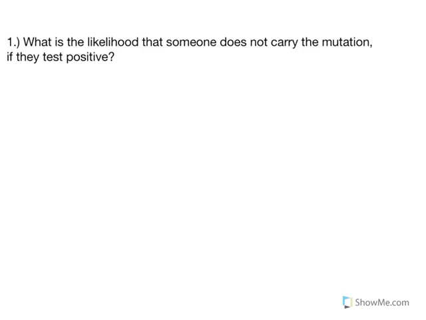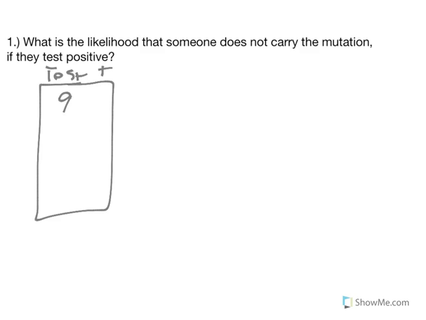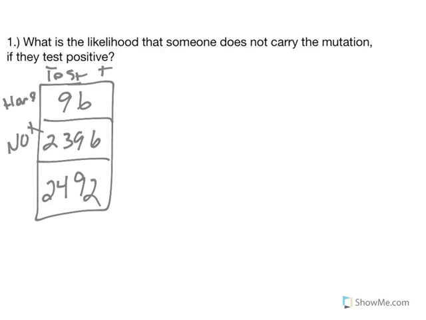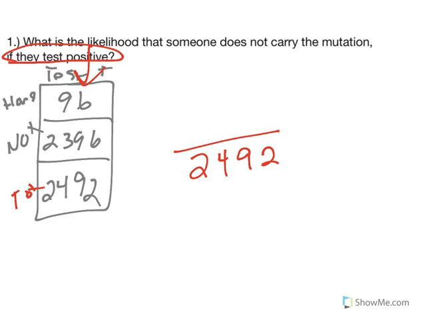First one, what is the likelihood that someone does not carry the mutation if they test positive? So we are now only looking at the test positive column. So we know we've got 96, and this is the ones that have it. Do not have it is 2396, and our total was 2492. We're focusing on this column because it says if they test positive. So that tells me this is what matters. So here's my total. So I know my denominator is going to be 2492, and my numerator is they do not carry the mutation. Well, that's 2396.